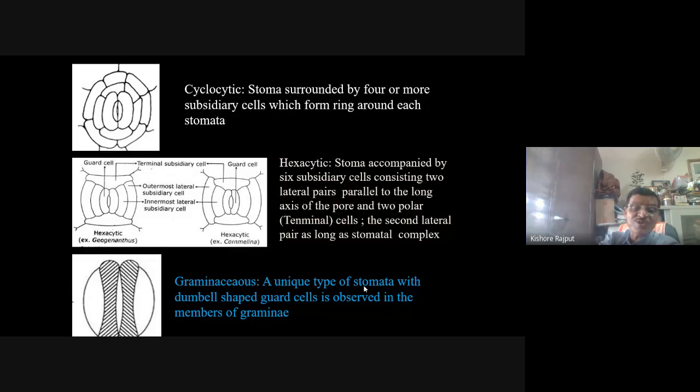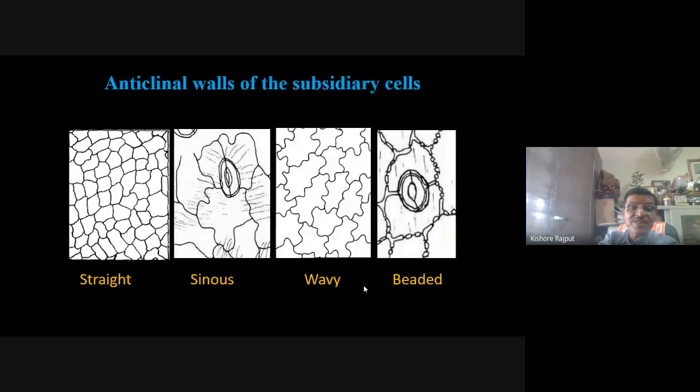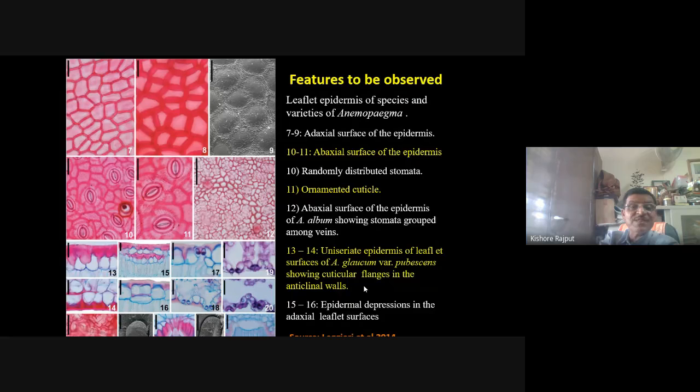Those students who want to delimit the taxa using anatomical features, then their cell wall pattern, that is again very straight, sinuous, wavy, beaded. All these natures can be used for identification, and how it overall looks in a section view or in a field, or using the SEM technique, that can be used as a supporting method.